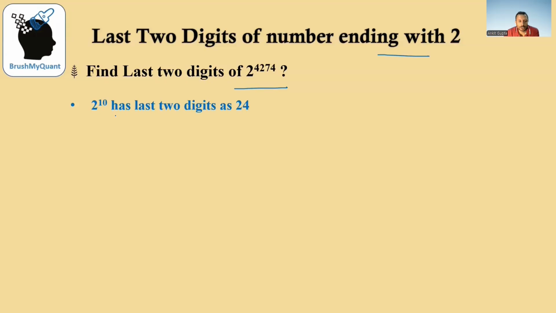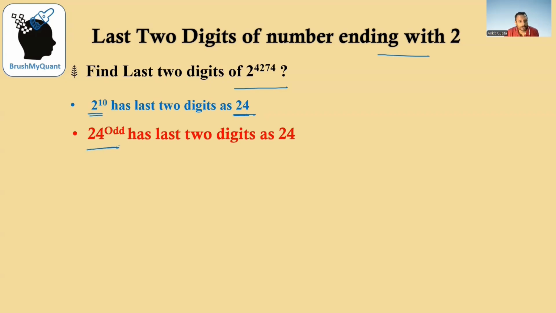Now we know that 2 raised to 10 is equal to 1024 and has last two digits as 24. Now, in order to find the last two digits of numbers which are powers of 2, we need to express the number in terms of 2 raised to 10 in order to use this method. So 24, which are the last two digits of 2 raised to 10.